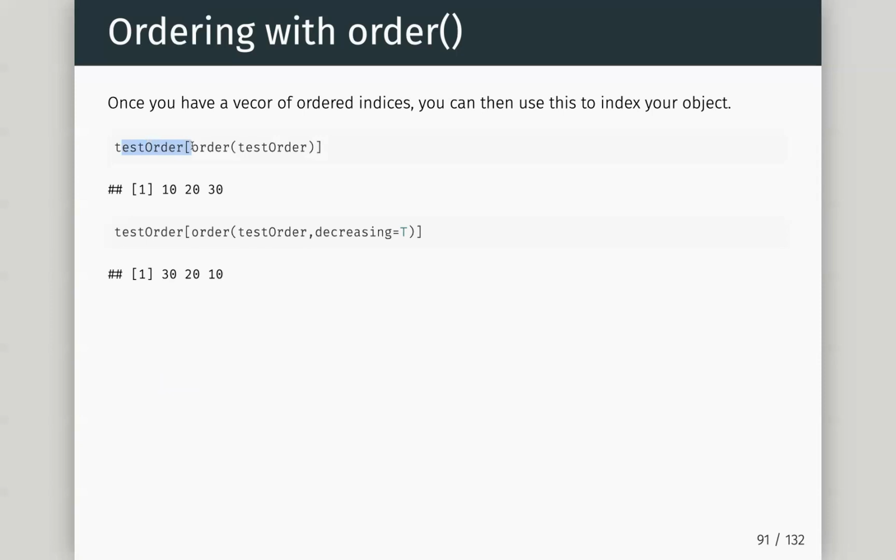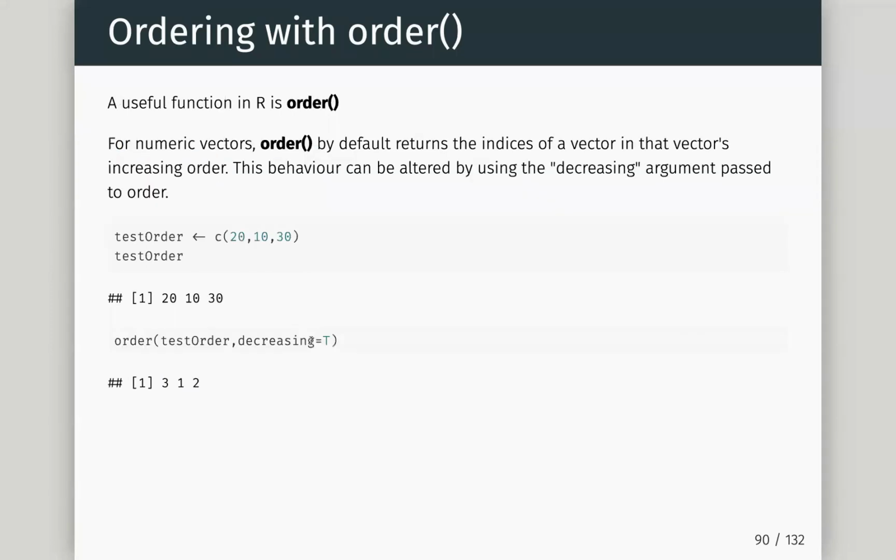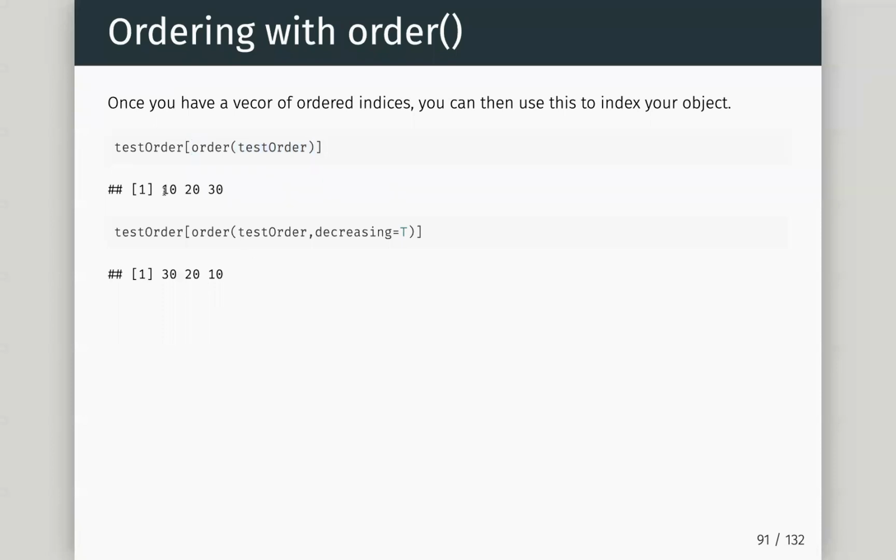So if I do test order with the default, because the default is decreasing equals false, it puts them automatically in increasing order for me. And if I change my decreasing argument to true, now I'm going to get them in decreasing order.